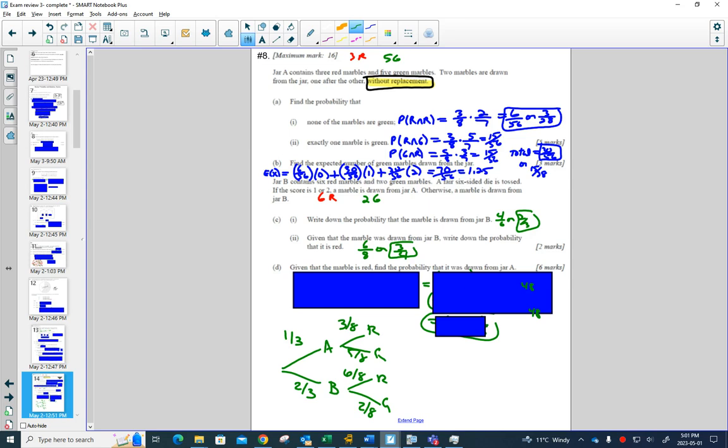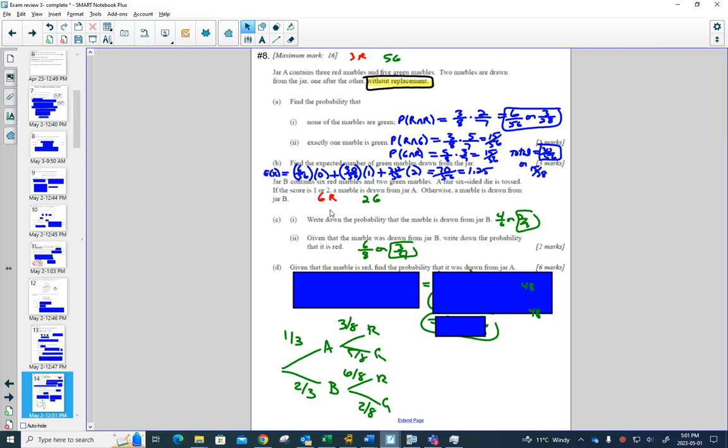In conditional probability, there's sort of two situations. What we have in part 2 of C is it tells you that it was drawn from jar B. What's the probability it's red? It's obvious, because now it's just 6 out of 8.